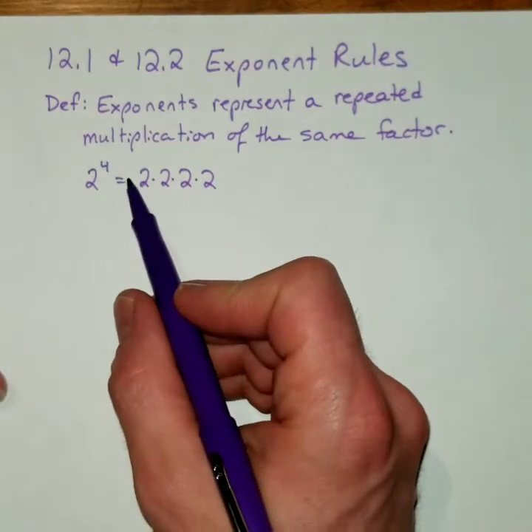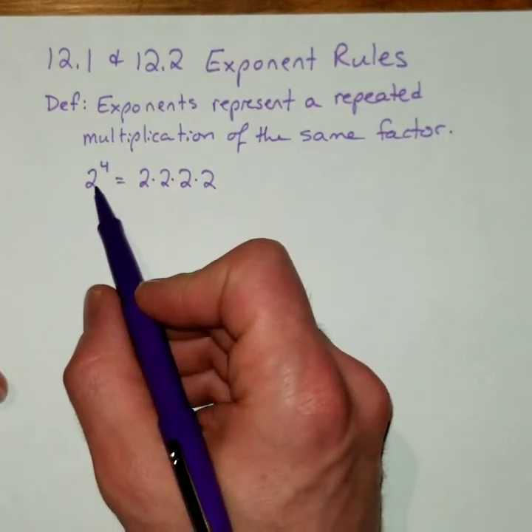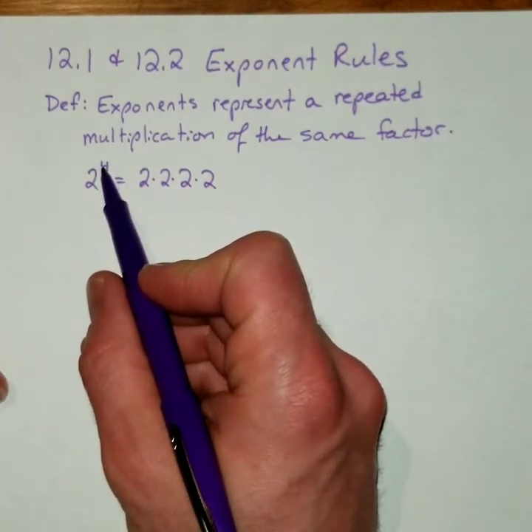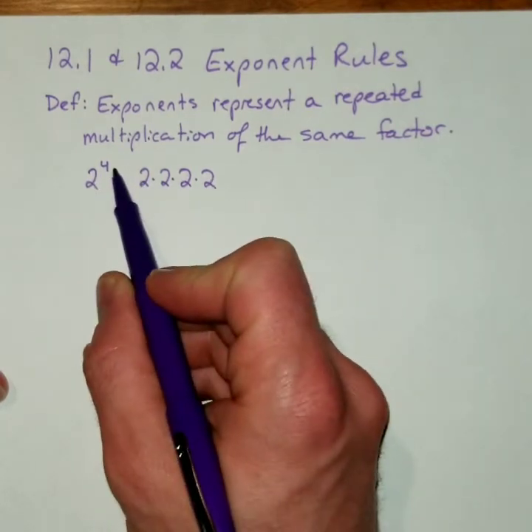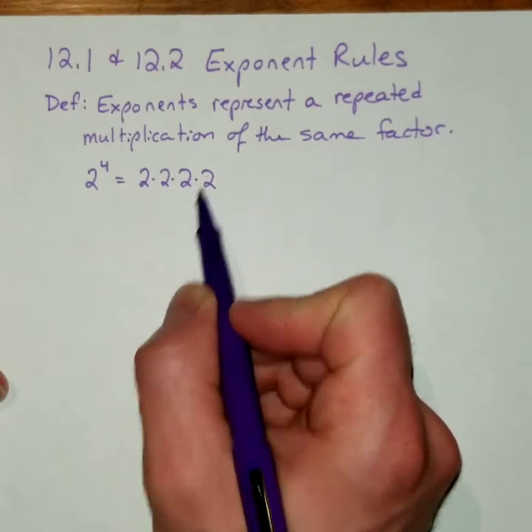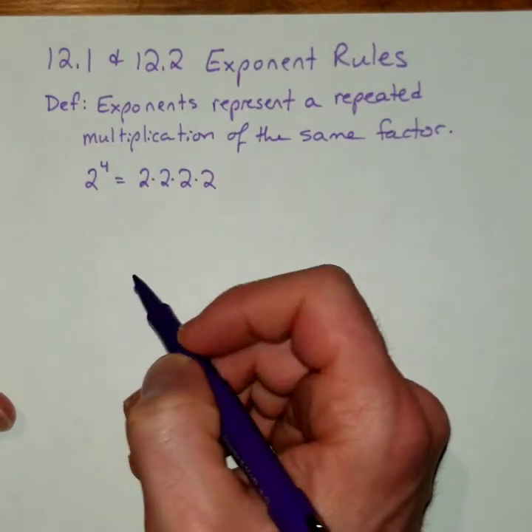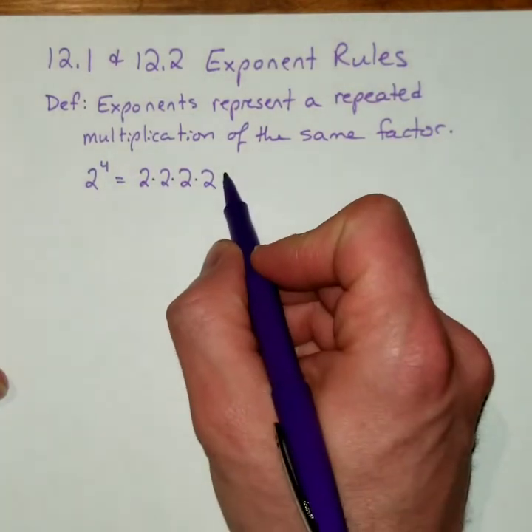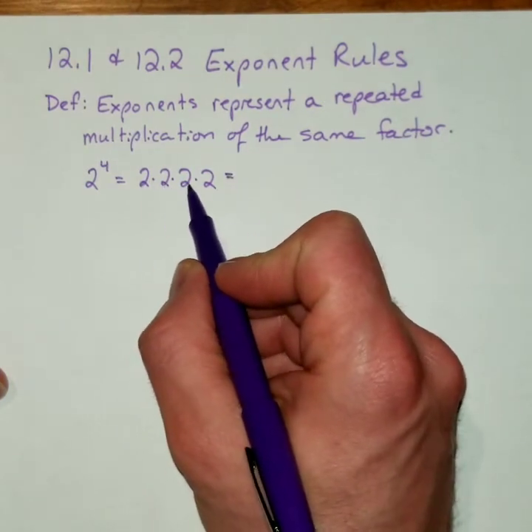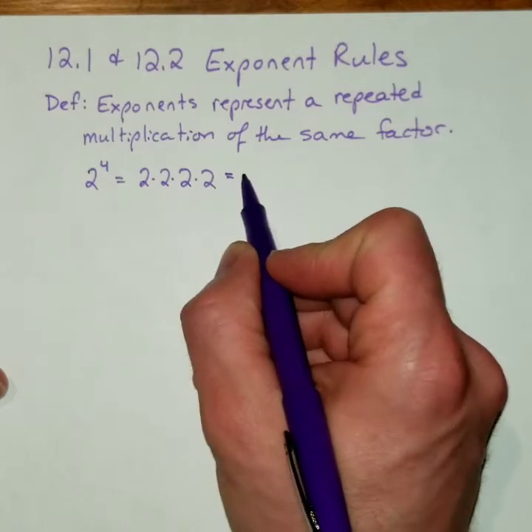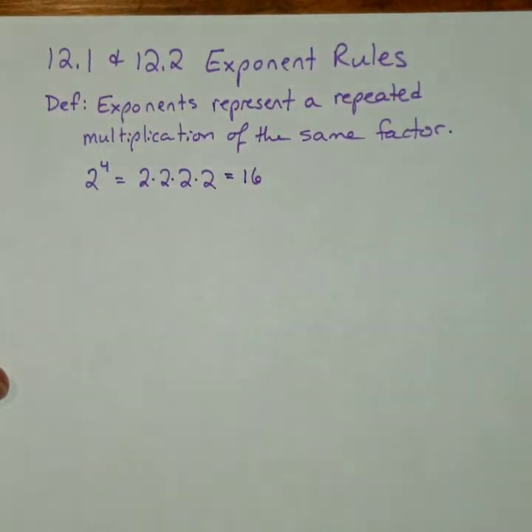And so there's 2 parts to the exponent, the base and the power. The base is the factor that's being repeated, and the power represents the number of times it's repeated. Now if we wanted to actually evaluate this, we go through and perform those multiplications. 2 times 2 is 4, 4 times 2 is 8, and 8 times 2 is 16. Okay.